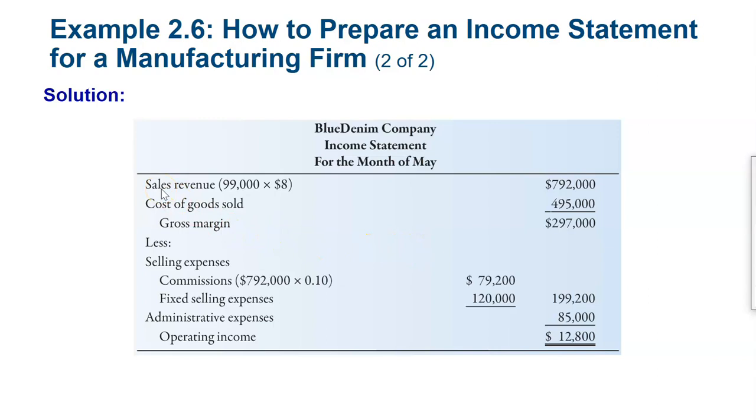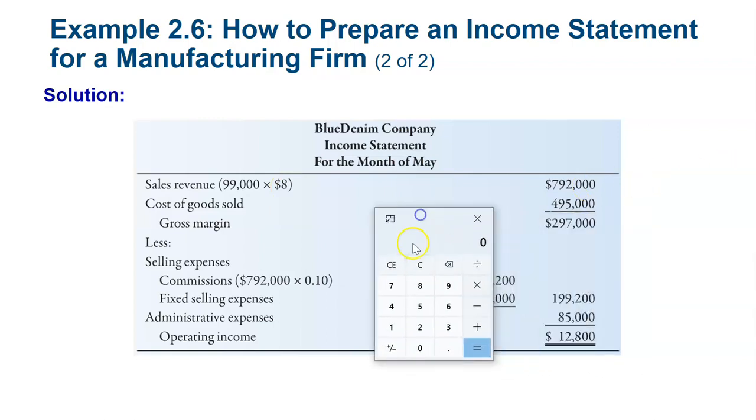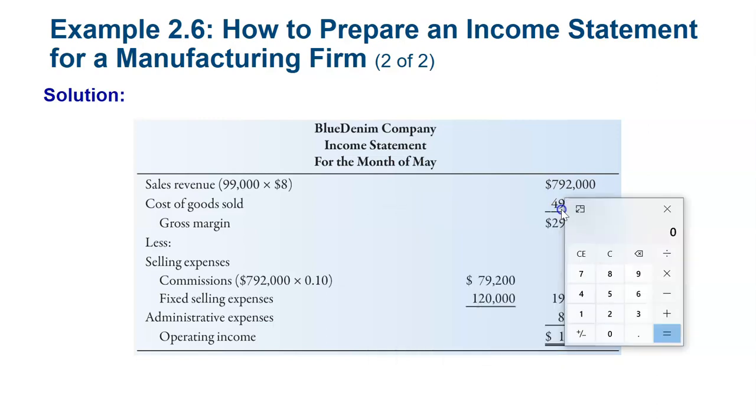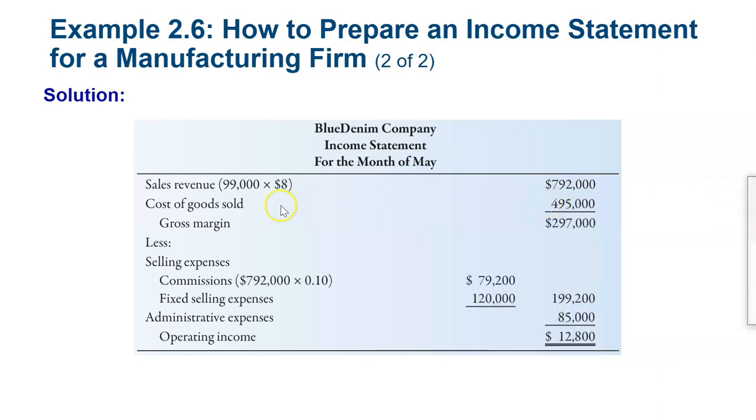We have sales revenue, and they want to show us how they got to that figure. The 99,000 pairs of jeans sold multiplied by the $8 per pair selling price is definitely going to be $792,000. There it is. And we previously calculated cost of goods sold of $495,000.